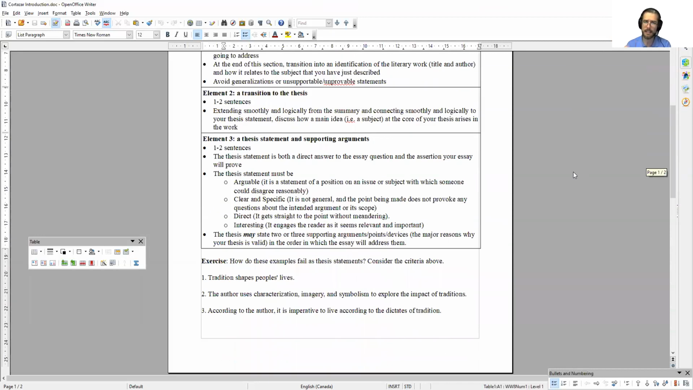Element 3 is a thesis statement and supporting arguments. This section of the introduction should be 1 to 2 sentences. The thesis statement is both a direct answer to the essay question and the assertion that your essay will prove. So it is what you are going to argue.